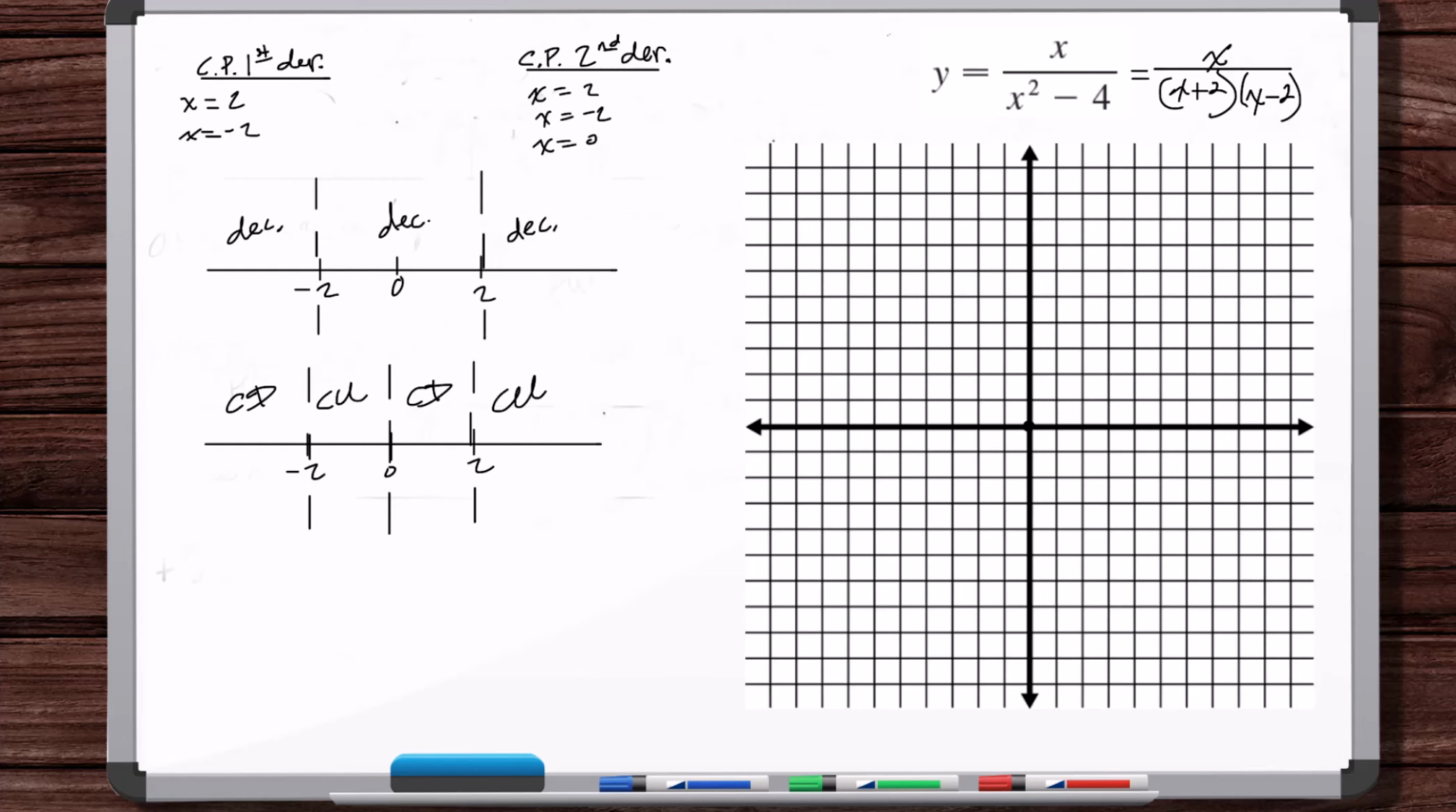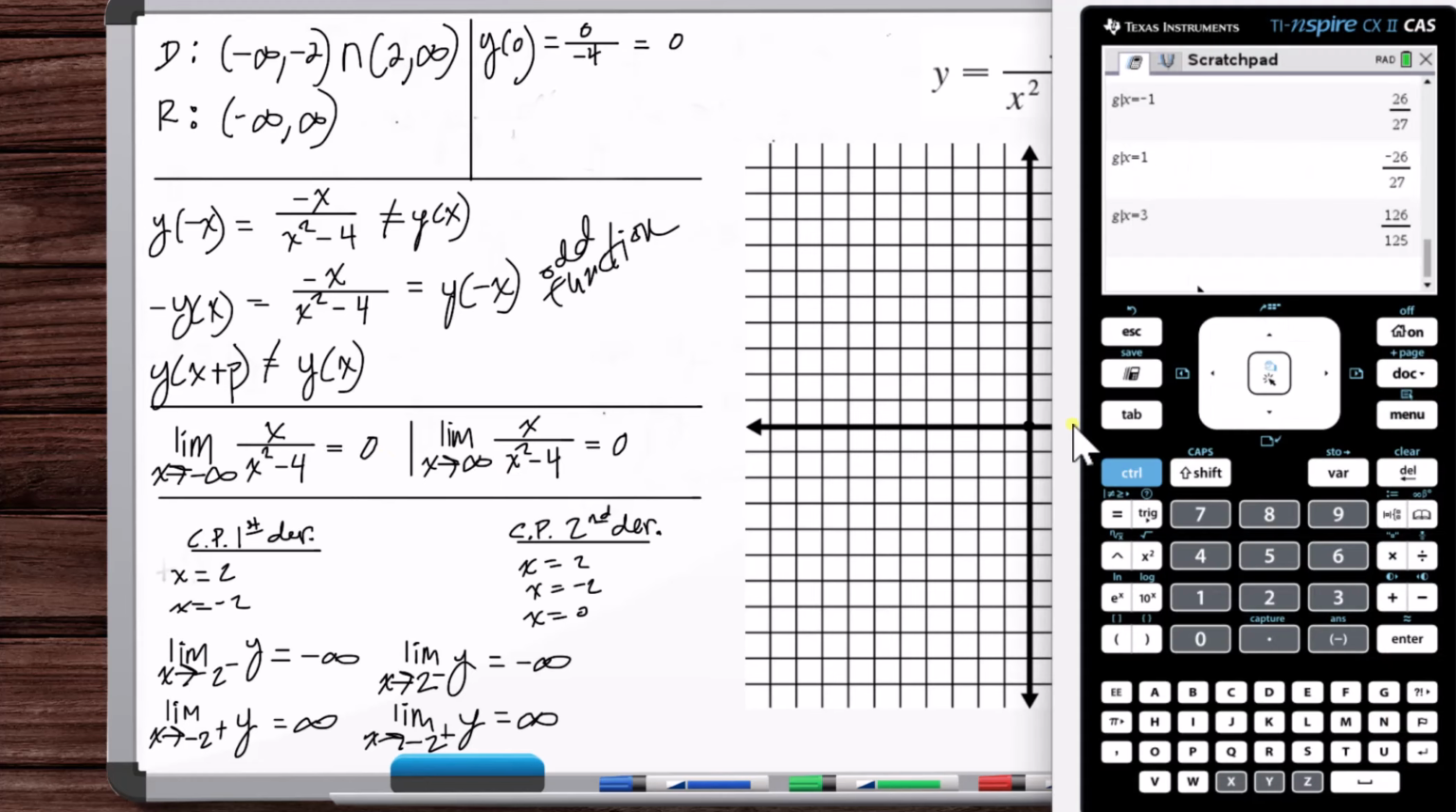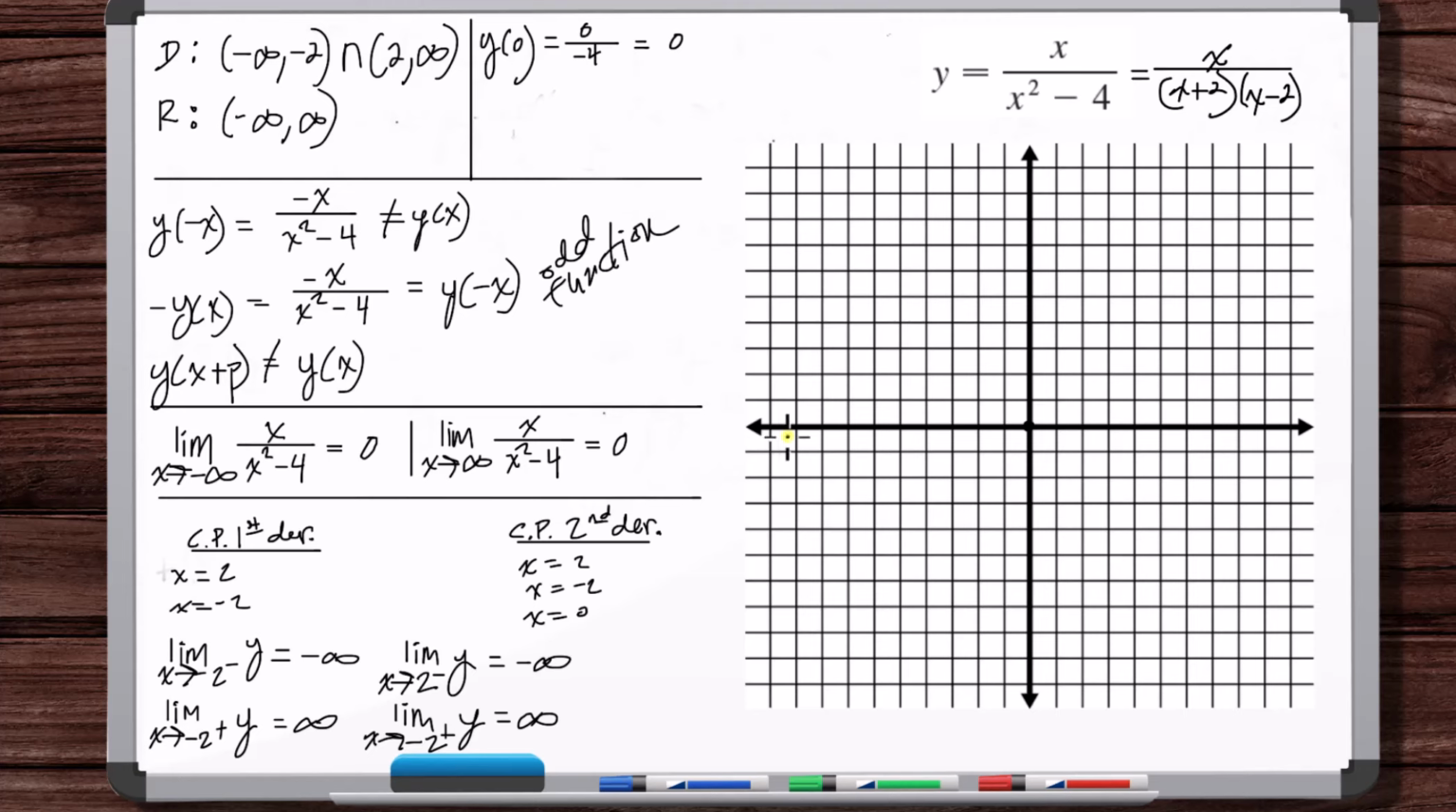Okay, let's sketch the curve. We can start with the endpoint behavior. So approaching positive and negative infinity, it's approaching 0. But is it approaching 0 from the top or the bottom? So to check that, we can say the function with x equal to, let's say, 100. So that's positive. And then negative 100. So that's negative. Okay. So the endpoints will be doing like this.